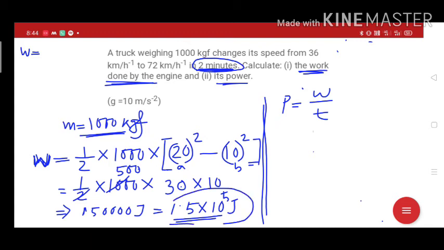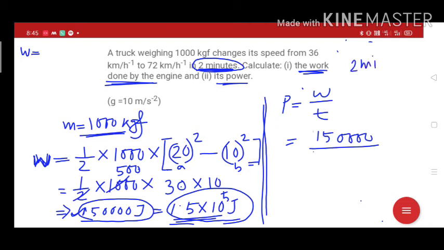We already have that work done. The amount of work done is 1.5 into 10 to the power 5 joule. I am going to take this one for the easy calculation: 1 5, 1 2 3 4. And then the time is in minutes. You can see 2 minutes. So we need to convert it into seconds, because the unit of power is joule per second, so we cannot divide it by the minute. So we need to convert it into seconds, and that is 120 seconds.